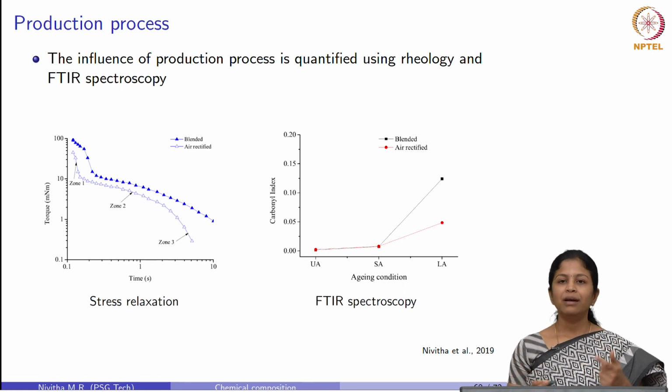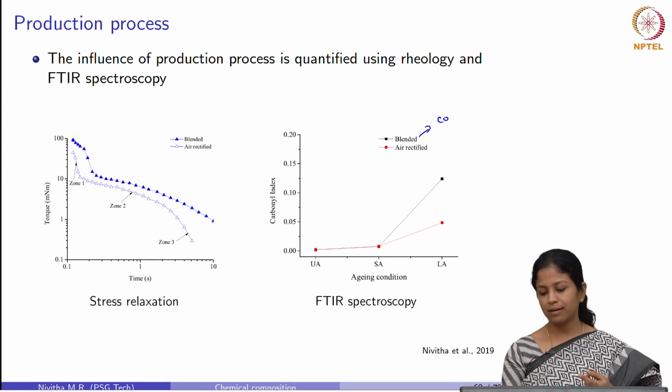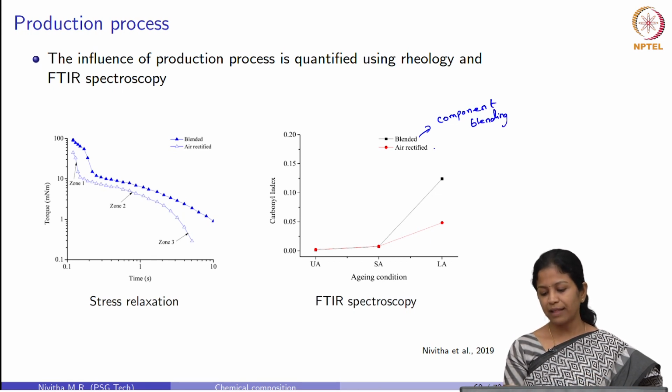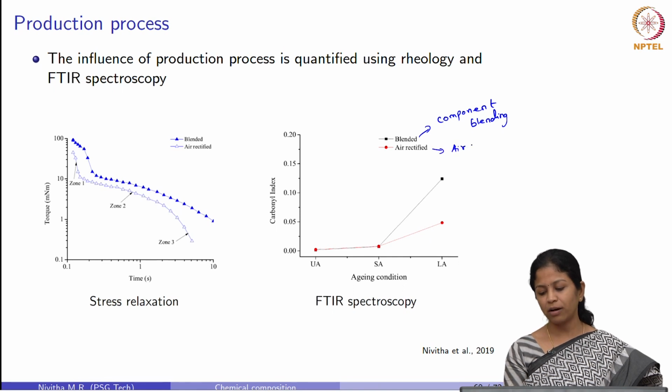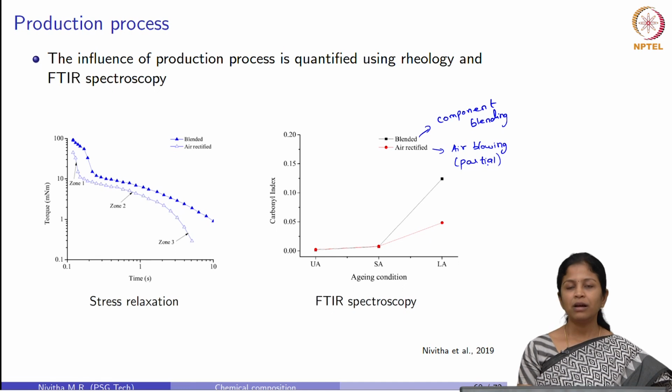Next, we will move on to another study wherein the influence of production process was quantified. So, we know that we have bitumen from 2 different processes in India. One is blended, which is called component blending. The other one is air rectified or air blowing, it is partial air blowing. Alright, so these are two different techniques which are commonly used in India.